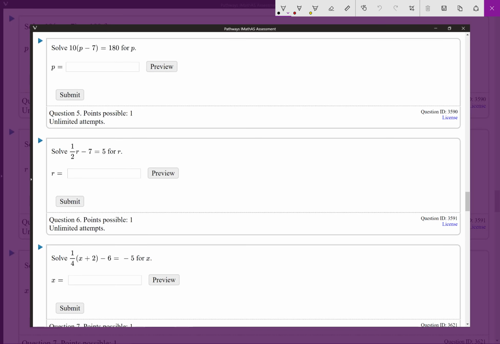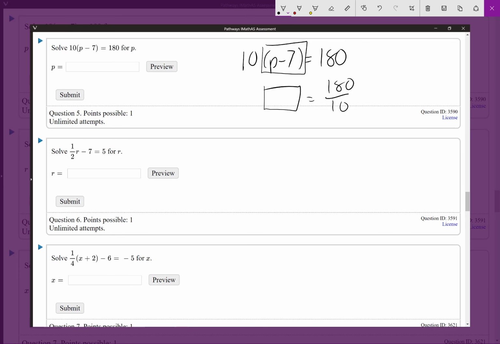We will solve the equation 10 times p minus 7 is equal to 180. We can think of this as 10 times some number is equal to 180. Therefore, this some number must be 1/10 times as large as 180. And therefore, p minus 7 must be equal to 180 divided by 10.